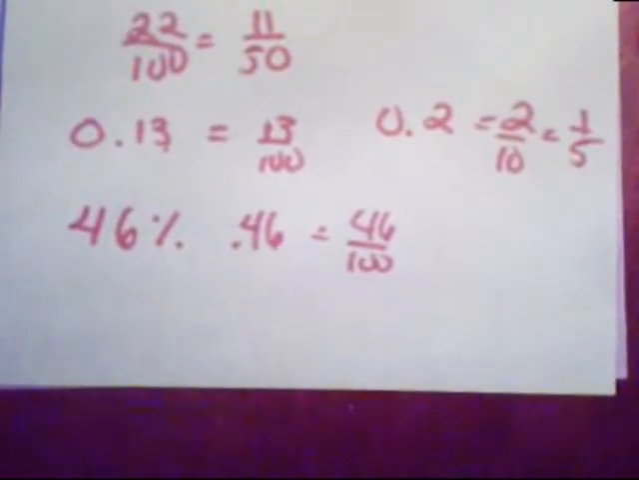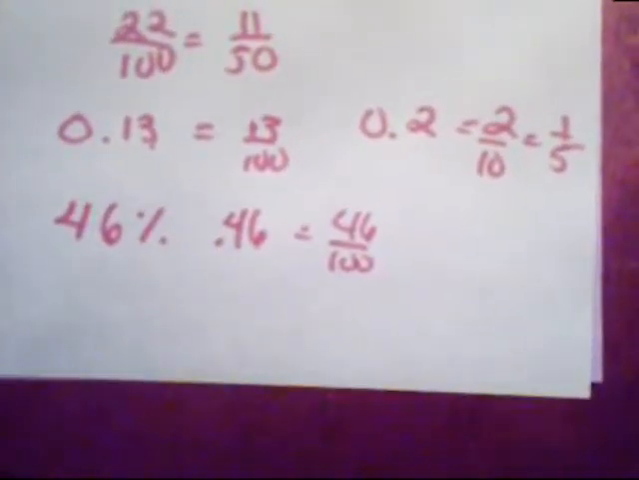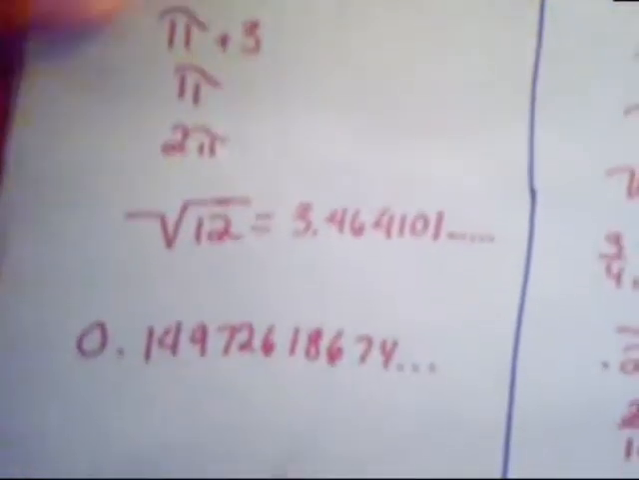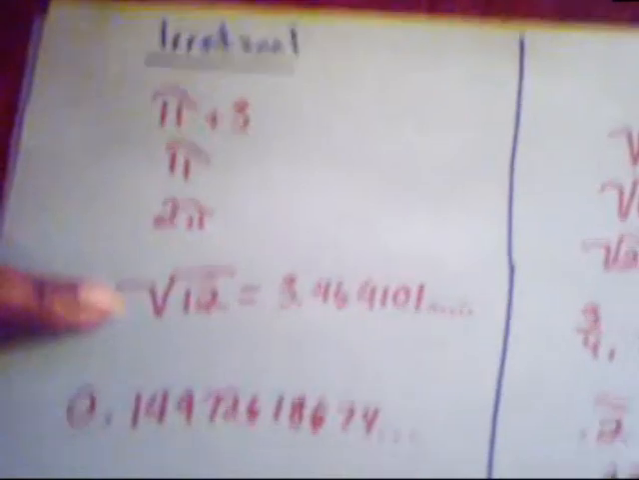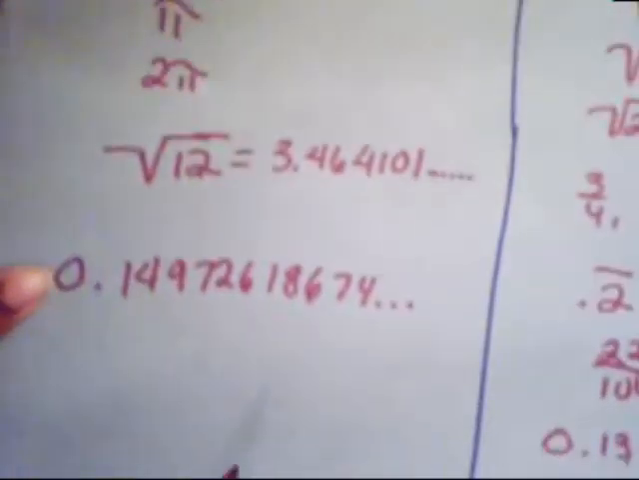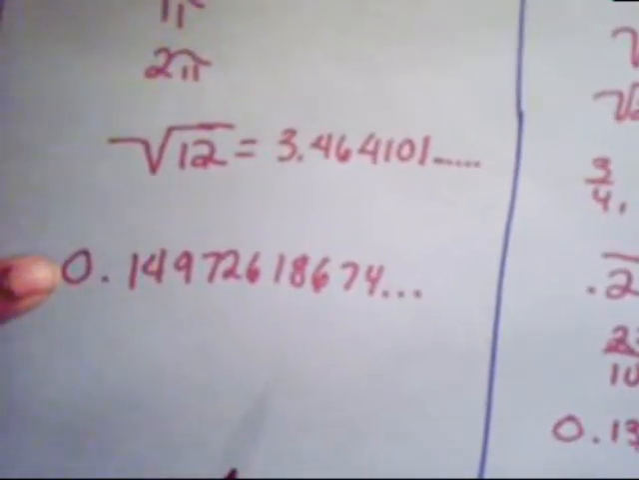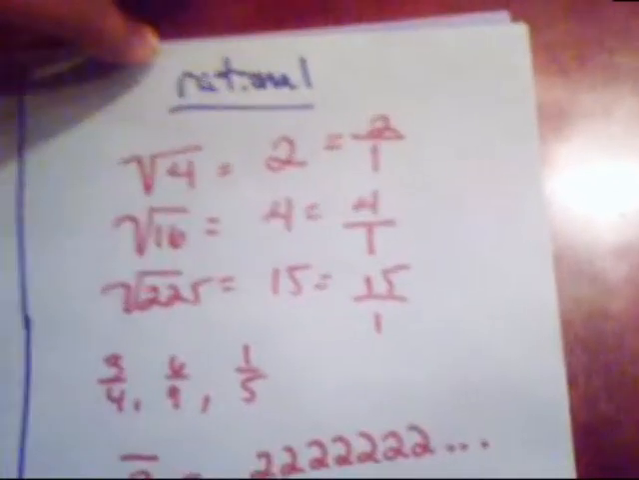So guys, as long as you can remember what irrational numbers are, everything else is rational. Anything that deals with pi, any non-perfect squares, and any non-terminating, non-repeating decimals are irrational. But everything else over in this category is rational.